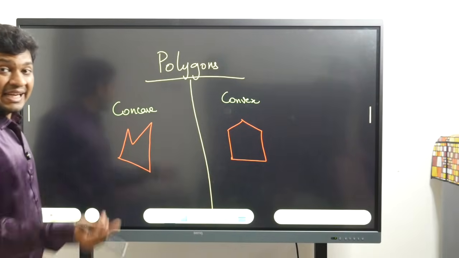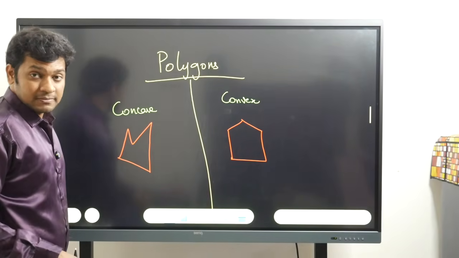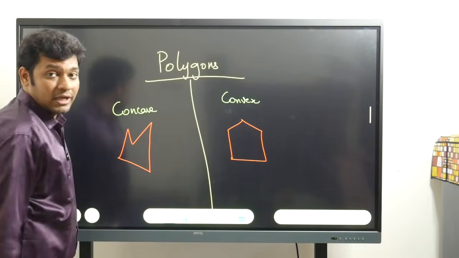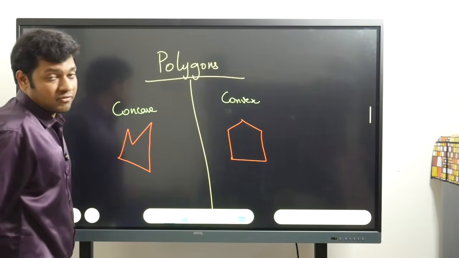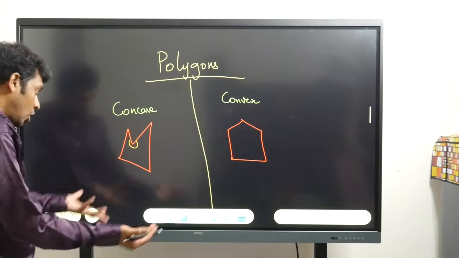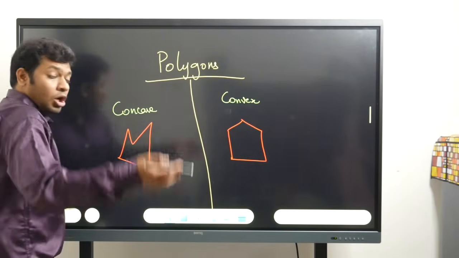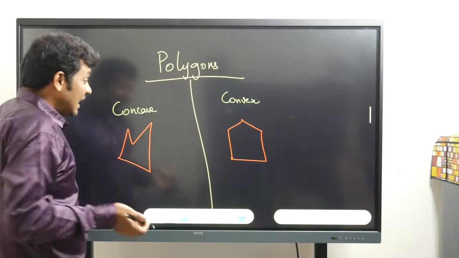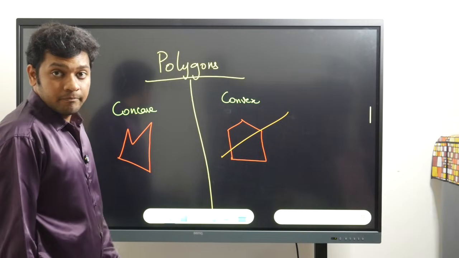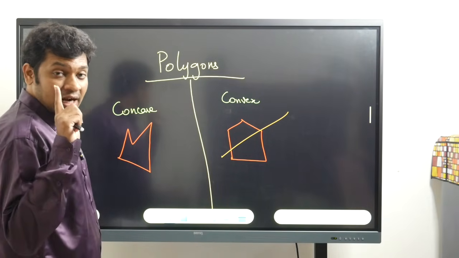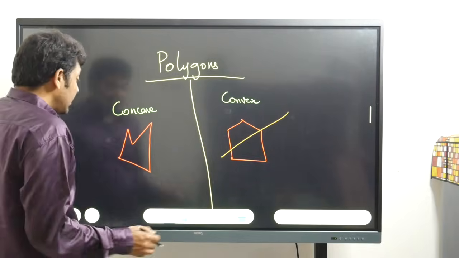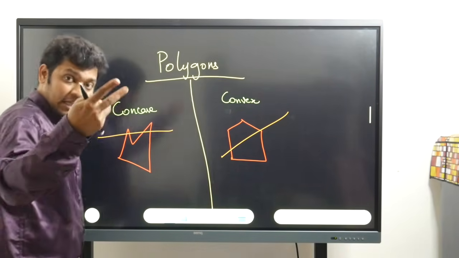Or I can say the interior angles should be non-reflex. Okay, a reflex angle is more than 180, right? So if the interior angles are non-reflex, it's convex. If at least one is reflex, it is concave. Or the other definition can be: if you draw a line, and that line can divide the polygon into only two parts, it's convex. If a straight line can divide the polygon into more than two parts, it's concave.